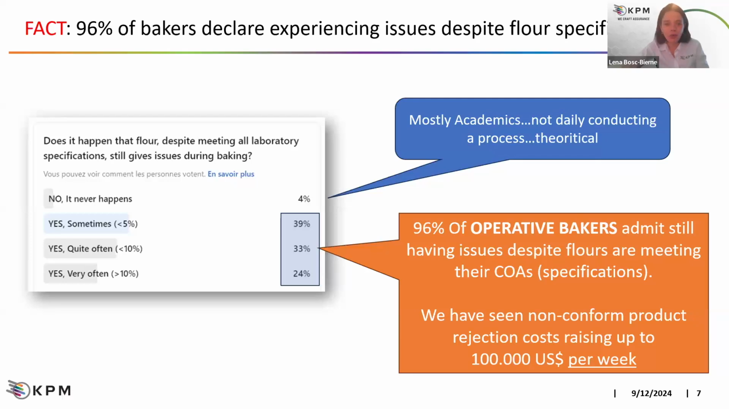Interestingly enough, the 4% answering no, it never happens, when we looked at who they were, were mostly academics. So the ones putting in the books that it should be between 10 and 11.5. So it's just very theoretical. It does not, again, represent one's reality.